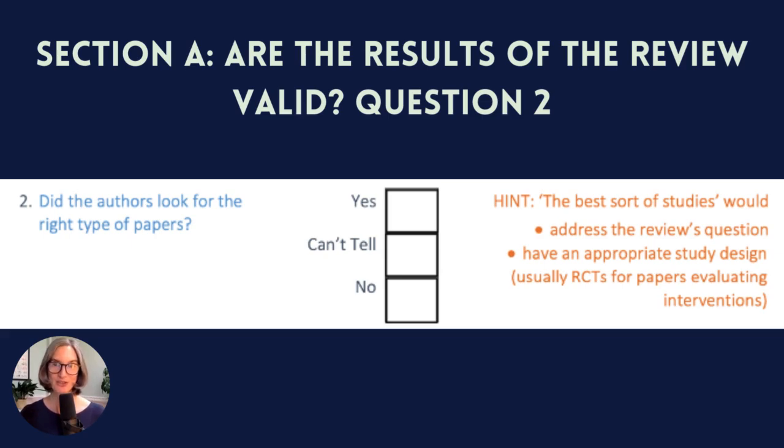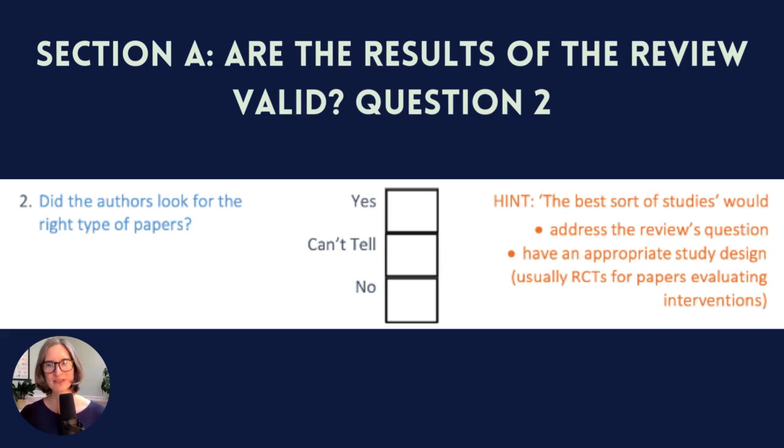Now we move on to question 2. Did the authors look for the right type of papers? You'll see on the CASP checklist, they have these hints on the right-hand side in orange, and they can be really helpful for you in understanding what this question is all about. What are they looking for? So use those hint questions to help.